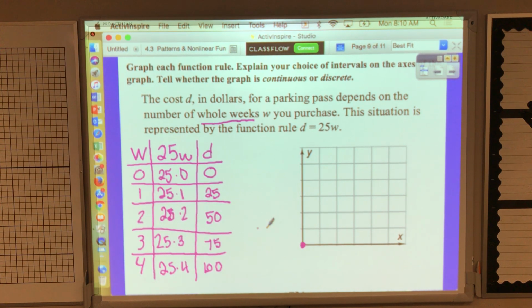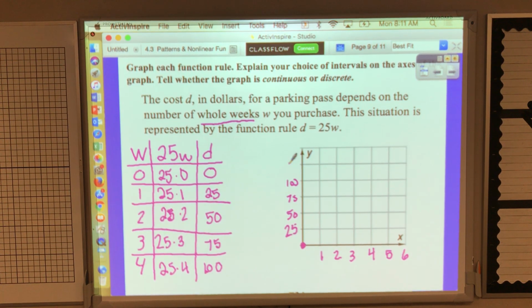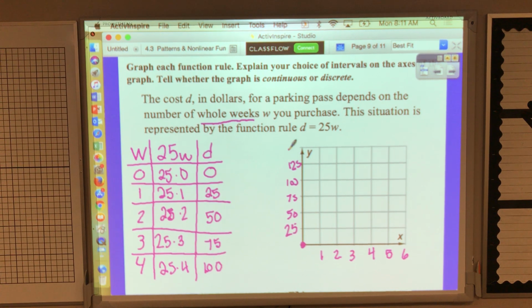Now, on my x, I chose to go by 1, so I'm going to number that by 1s, numbering all the way to the end. But for my y, I probably don't want to go by 1s, since these are all changing by 25. So I'm going to choose to go by 25: 25, 50, 75, 100, 125, 150. And we need to also put labels.